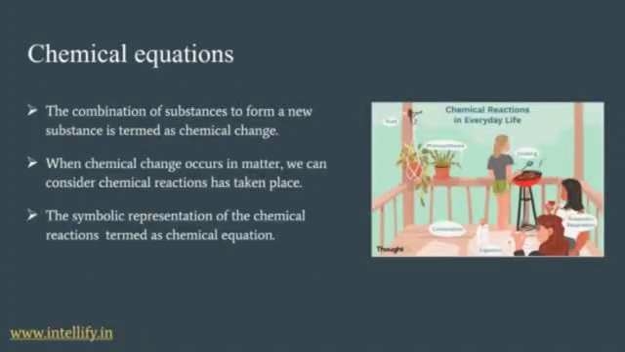But the combination of substances to form a new substance is termed as a chemical change. If you take chemical changes, the new substance which is actually formed cannot be reversed into its original form. So, chemical changes are irreversible in nature. Whenever chemical change occurs in matter, we consider that a chemical reaction has taken place.